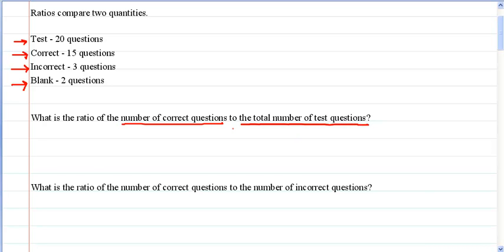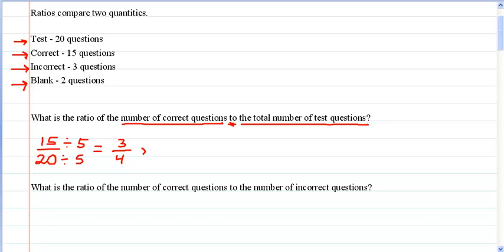So when you answer a ratio, you want to state the number that's to the left of the word "to" first. So the number of correct questions is 15. The total number of questions is 20. So a ratio is a fraction, and 15 over 20 is one way to express the ratio. But if I write this ratio in lowest terms, I'm going to divide both of the numbers by 5 so that I get an answer of 3 over 4.